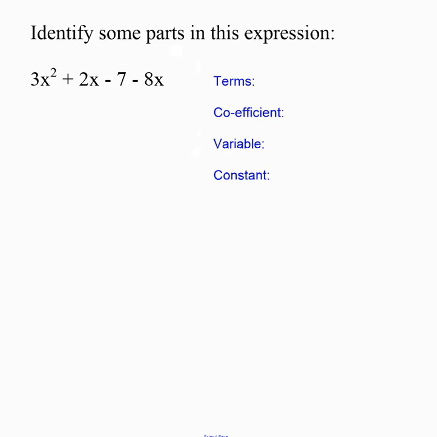So let's look at some more practice. What I want you to do is pause the video and then try this question and then restart it and see if you got it right.